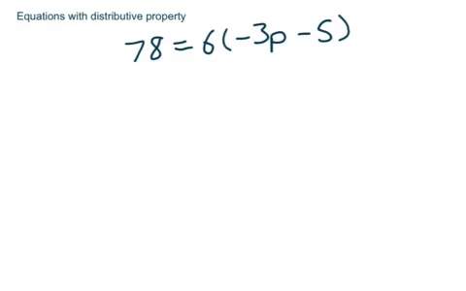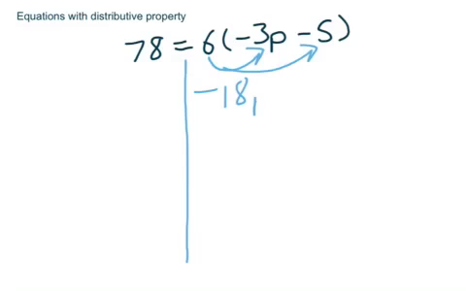Okay, let's look at another one. So we've got 78 is equal to 6 times the quantity negative 3p minus 5. So I'm going to go ahead and put a line down from the equal side, and I am going to distribute my 6. So I've got 6 times a negative 3p, and I've got 6 times a negative 5. So 6 times a negative 3p is negative 18p. 6 times a negative 5 is negative 30. It is still equal to 78.